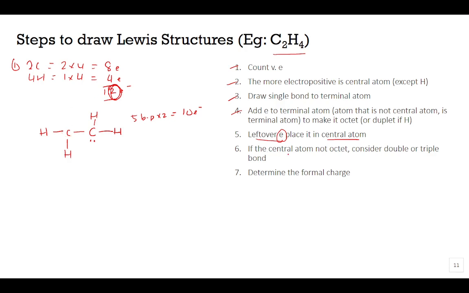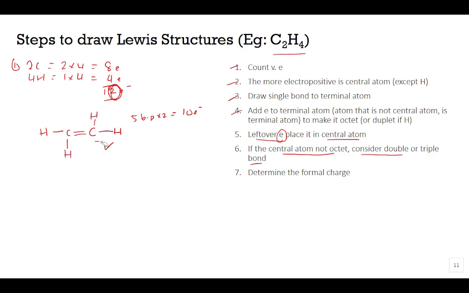If the central atom is not octet, consider double or triple bond. So what we need to do is transfer the electrons to form a double bond. So this one will form a double bond. Now let's calculate the number of valence electrons at the central atom: 1, 2, 3, 4, 5, 6, 7, 8. So this one is octet already. And this one: 1, 2, 3, 4, 5, 6, 7, 8, so this one is also octet. So this is the final Lewis structure of C2H4.